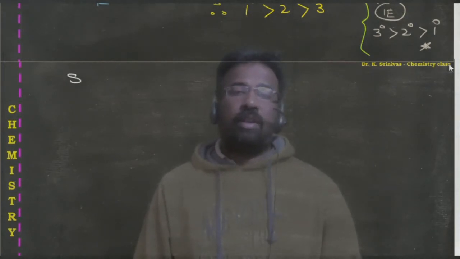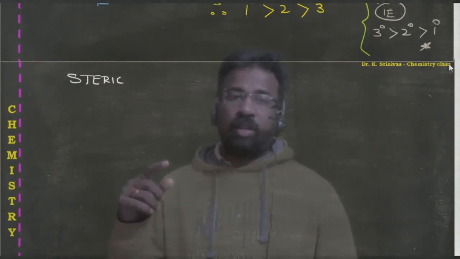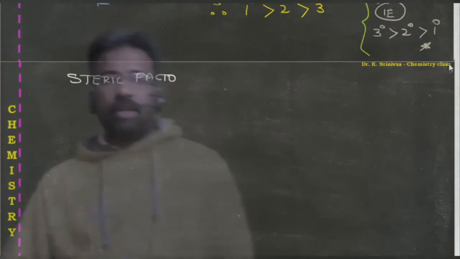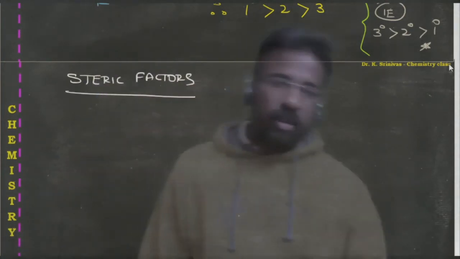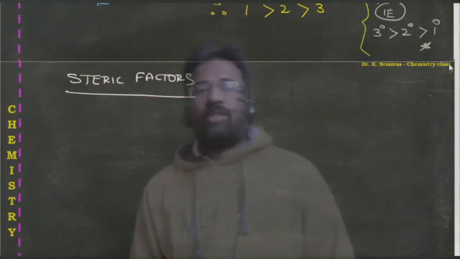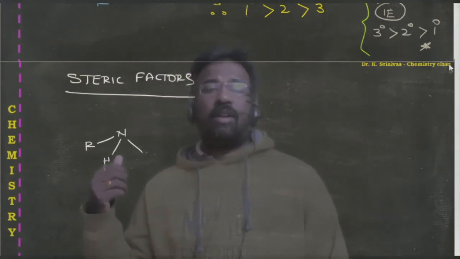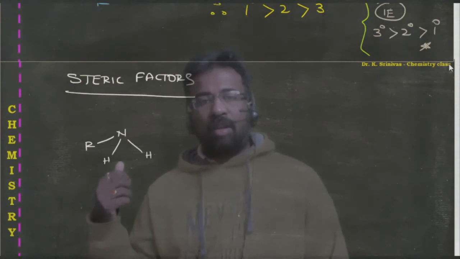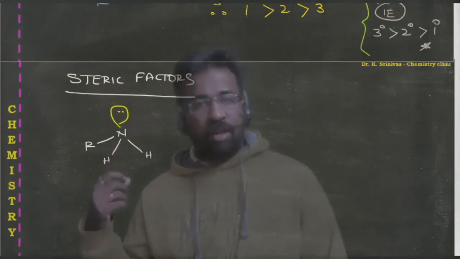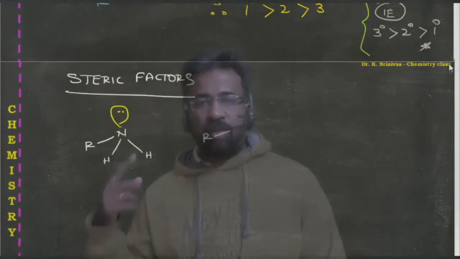Next, we are going to discuss the last factor, dear students. What is the last factor? Steric factor. Important. Now let us check the structure. In the primary, we have a lone pair of electrons and, of course, one R group.